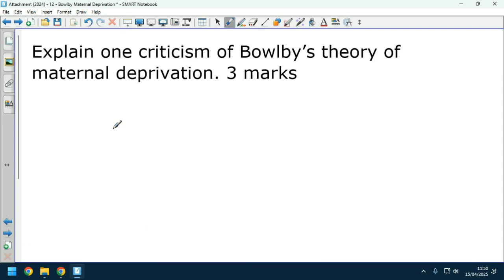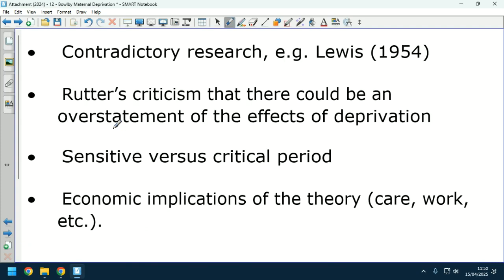We've got criticisms there, so looking at the evaluation points, we see that Hilda Lewis becomes quite important. We see Rutter's concern about deprivation versus privation is also important. And then the criticism about the sensitive period.